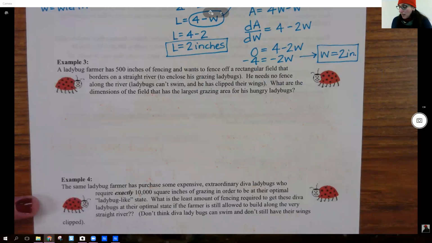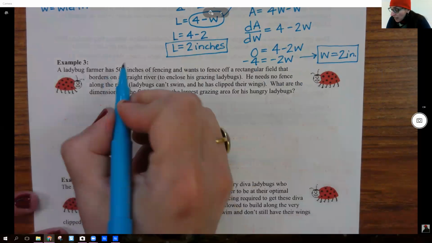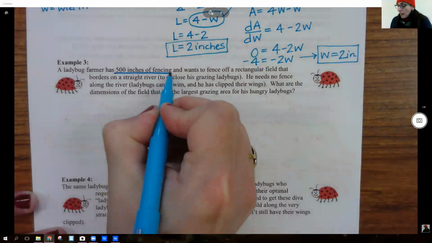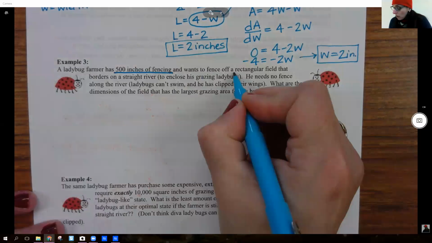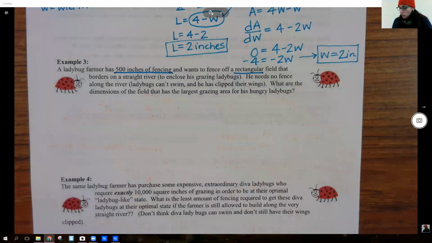Okay, example 3. Ladybug farmer has 500 inches of fencing and wants to fence off a rectangular field that borders on a straight river to enclose his grazing ladybugs.